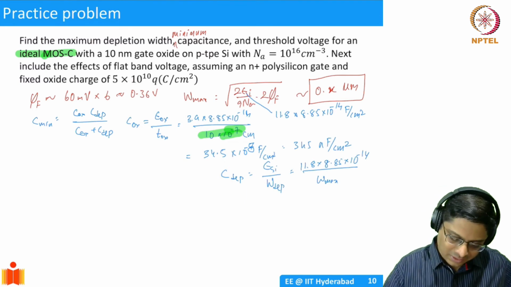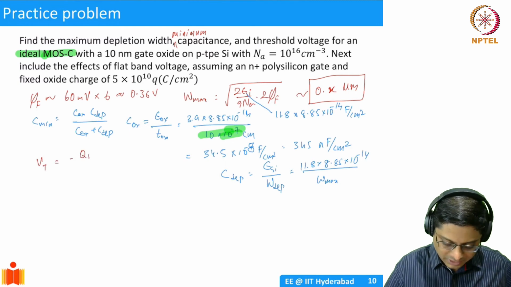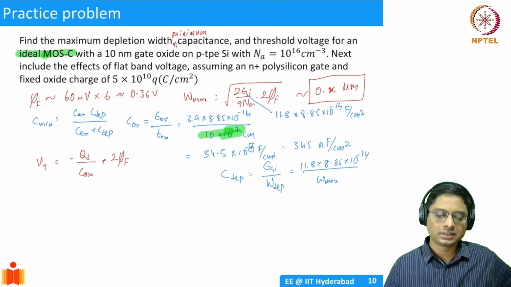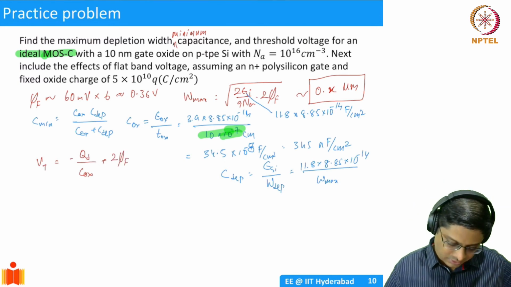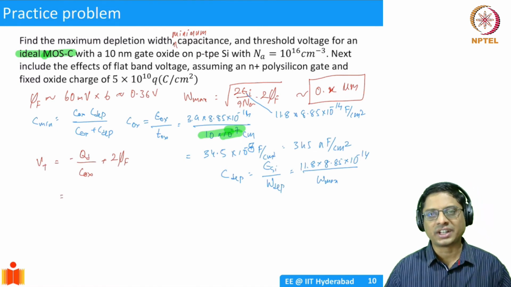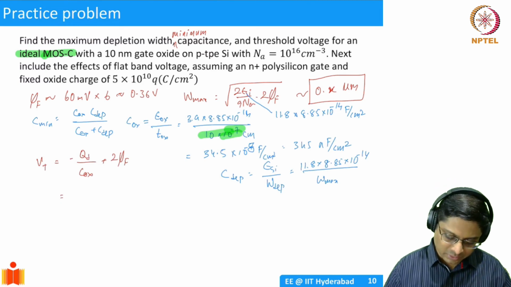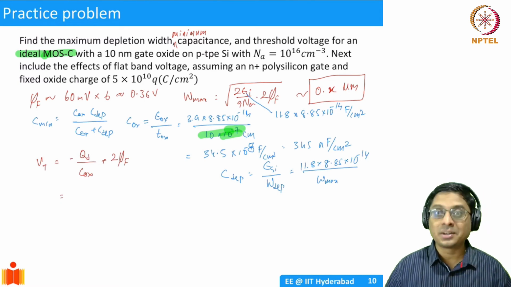What is Vt for an ideal MOS device? Vt is equal to minus Qd by Cox plus 2 phi f. What is Qd? Qd is going to be Na, right? The depletion charge is negative charge, so minus will cancel out. So what you'll end up getting is, what is the doping density? Well, you can't directly put the doping density.